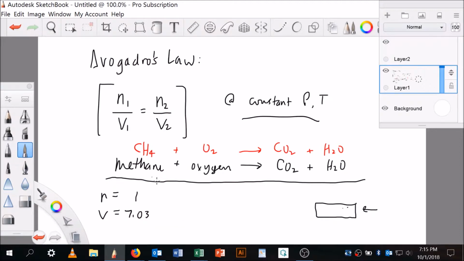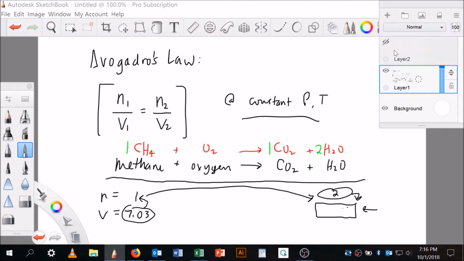So I'm going to go from here to here to here to there. If I've got 1 mole in 7.03 liters, how many moles of water is that going to give me? In order to find that, I've got to balance my reaction. Suppose I start with 1 mole of this. How many moles of carbon dioxide is that going to give me? 1 mole of that. How many moles of water? If I've got 1 mole of methane, it's going to give me 2 moles of water. Okay, now I'm ready to use my Avogadro's law. So let's go to this new layer.